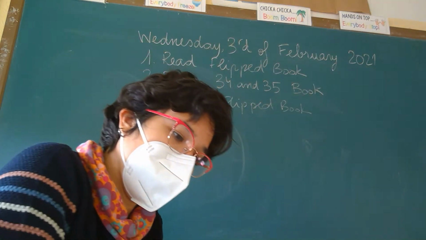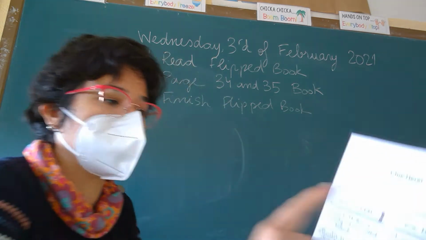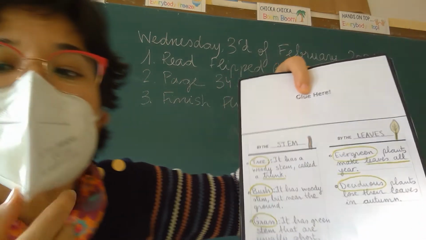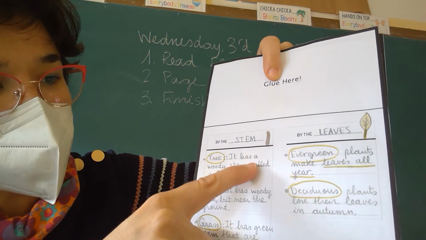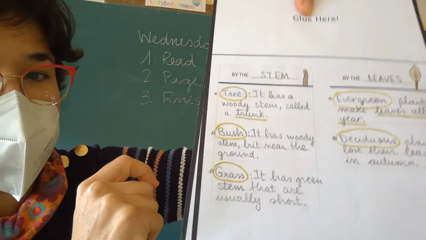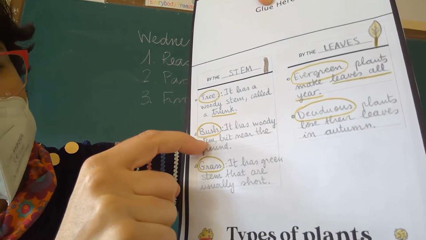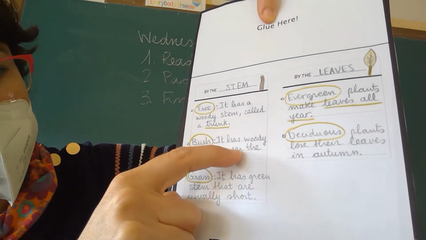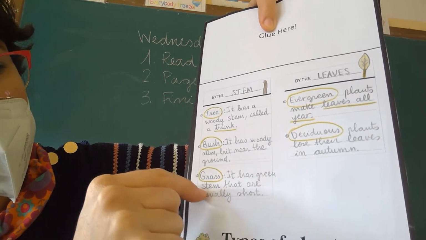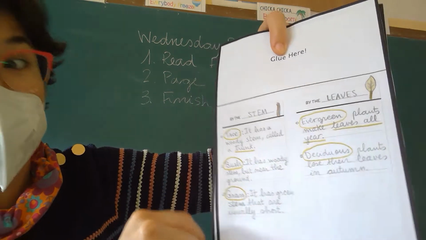Tree, bush and grass. Repeat with me. It has a woody stem called a trunk. Bush. It has woody stem but near the ground. Grass. It has green stem that are usually short. Okay?